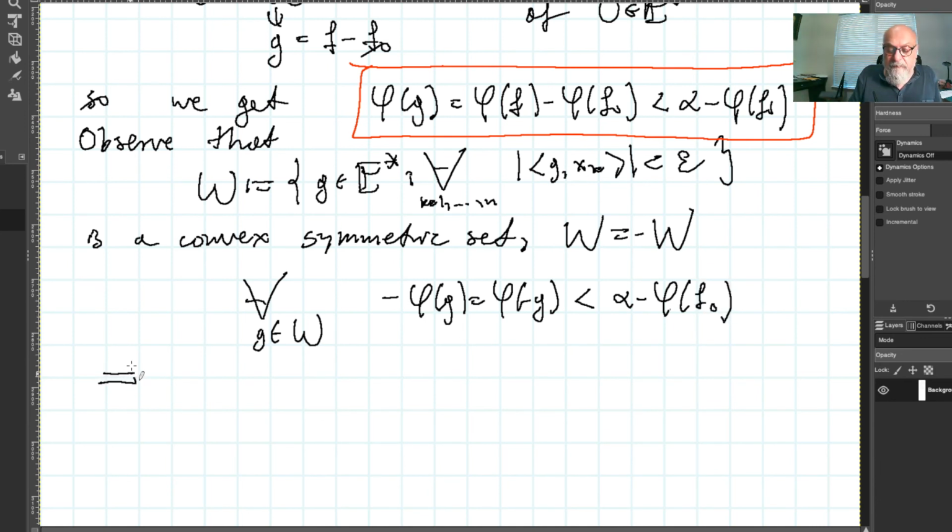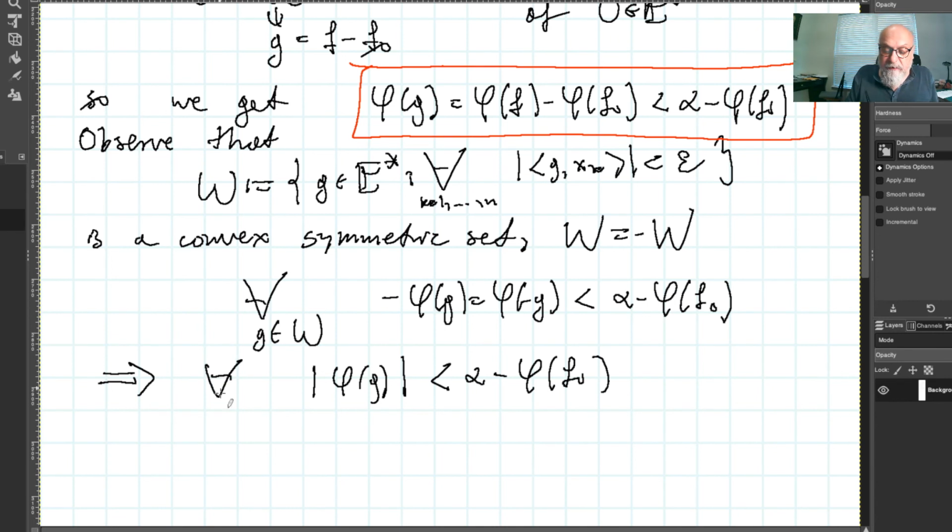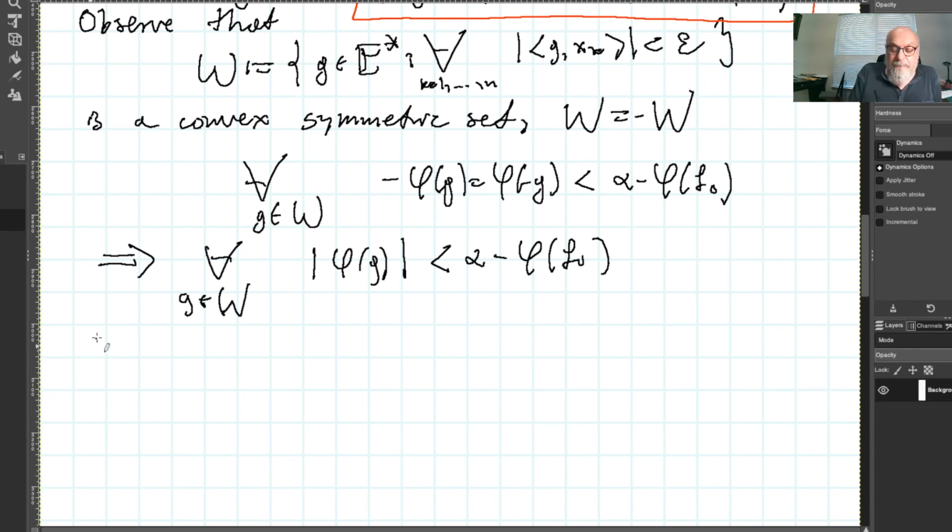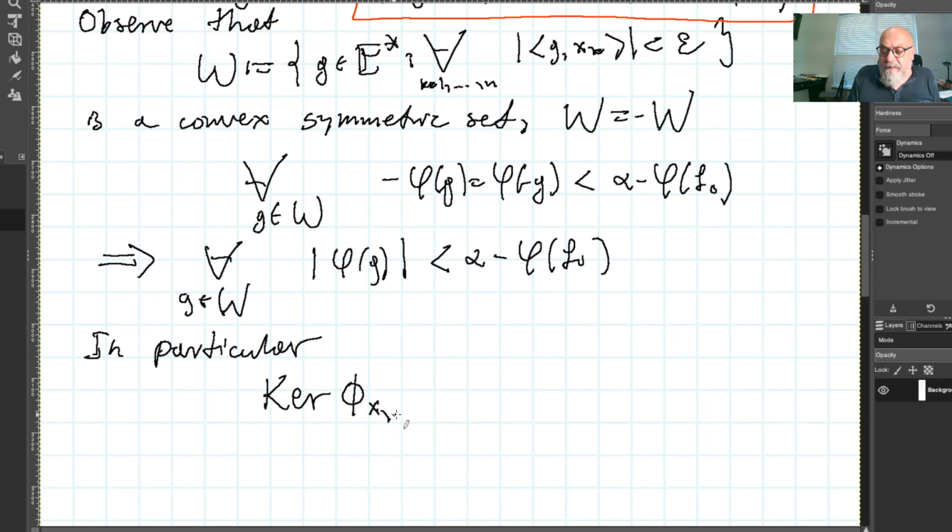And this implies that the absolute value of phi of g is smaller than alpha minus phi of f0, for every g belonging to W. We have seen this one. And that simply means, in particular, that the kernel of all these phi xk, taking the intersection for k equal 1 to n, is contained in this set W.